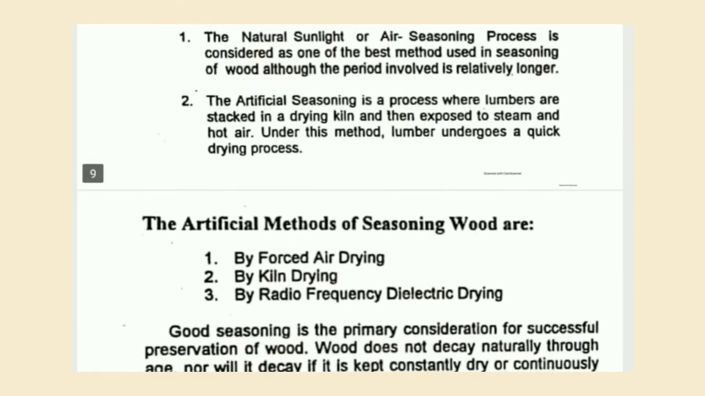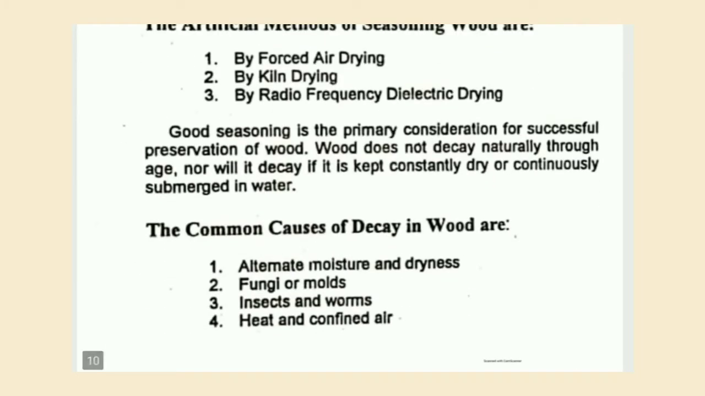Next is artificial seasoning. It is a process where lumber is stacked in a drying kiln and then exposed to steam and hot air. Under this method, lumber undergoes a quick drying process. The artificial methods of seasoning are forced air drying, kiln drying, and radio frequency dielectric drying.